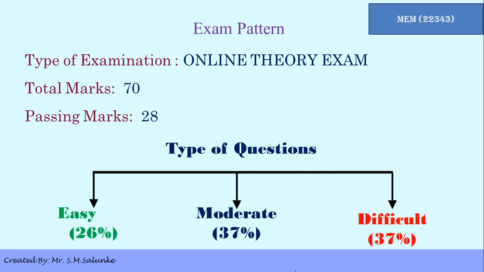Next is the moderate type of question. There are 37% of questions of moderate type. Here you have to apply some sort of knowledge that you have learned throughout the course. There may be a numerical in this section, or may not be, but the questions are a bit more difficult than the easy type. And finally, the difficult type, which is also 37% out of 70.